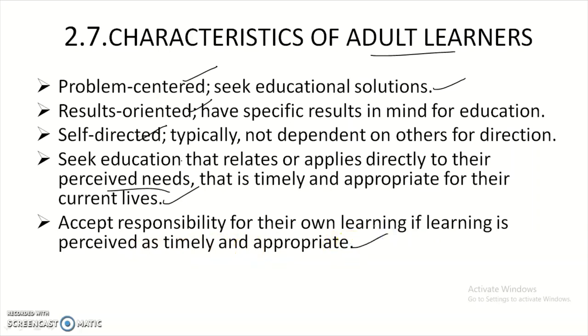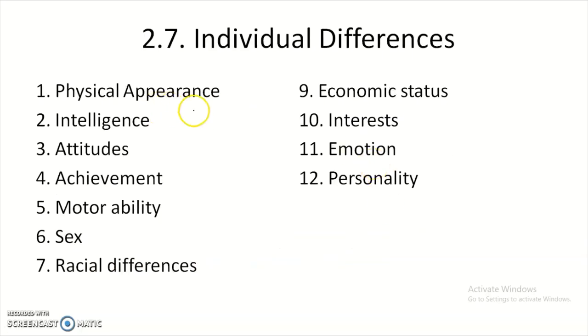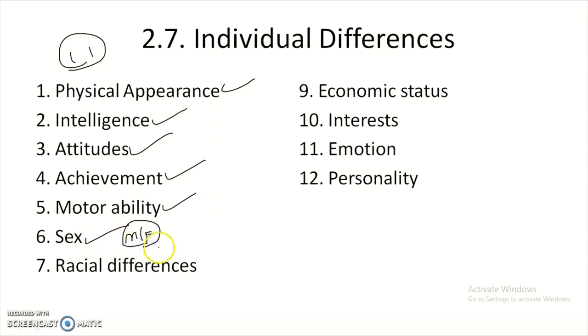That means we need not teach them separately, they will learn by themselves if learning is perceived as timely and appropriate to them. And coming to the individual differences, how do any two bodies differ individually? Here the physical appearance will be different, the intelligence will be different, and their attitudes will be different, achievements will be different, motor ability will be different, sex is different, just like male and female, girl and boy, racial differences will be there, and the economic status also will differ, their interests will be different, emotions will be different, and personalities also will be different. So all these 12 come under the individual differences between two students or two candidates, right?